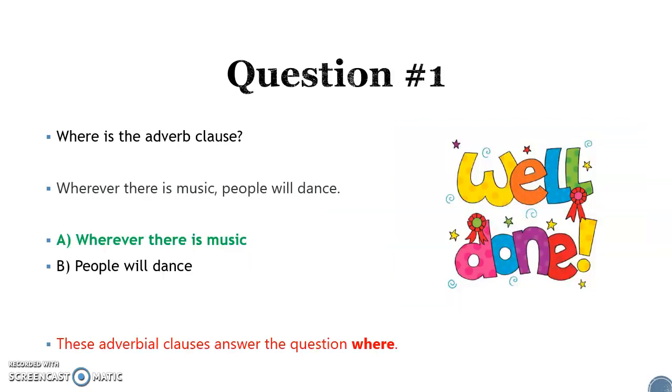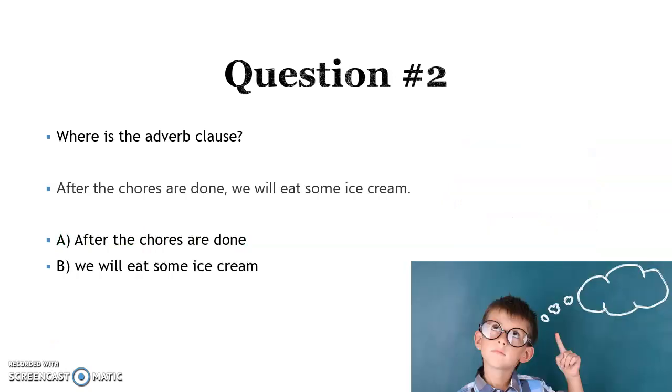That correct answer is A, wherever there is music. This is an adverb clause because it answers the question where. And again, wherever was one of those subordinating conjunctions that we looked at on that first slide.